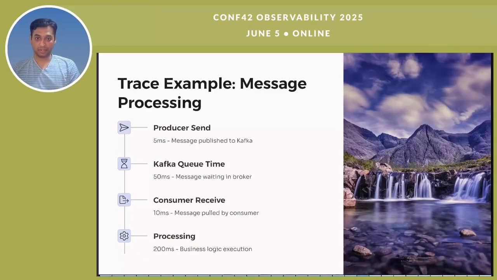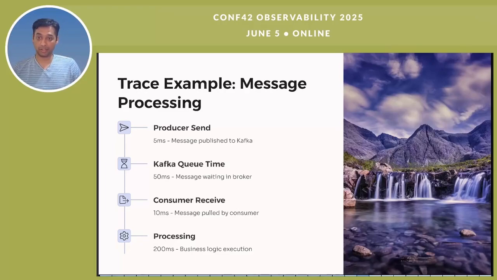Another example, so this is a good example for a trace. I just wanted to include it to show what happens when you're tracing, right? When you produce a message, 5 milliseconds spent there in that trace. That span will say 5 milliseconds. It stayed within the Kafka queue for about 50 milliseconds, message waiting in the broker. Then a consumer came in and it consumed the message, it pulled it and it started processing it. Maybe 10 milliseconds to consume, maybe 200 milliseconds to process. So all that stuff adds up. Those spans will tell you where the hot area is.